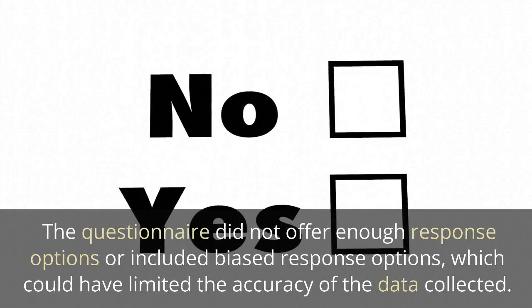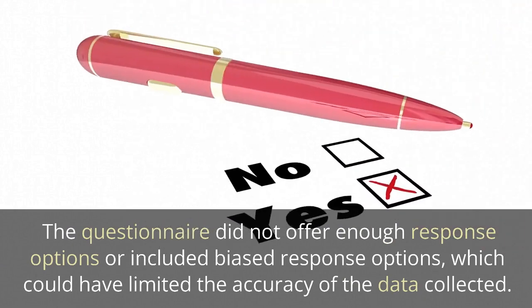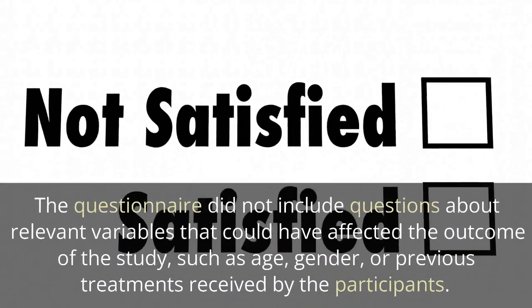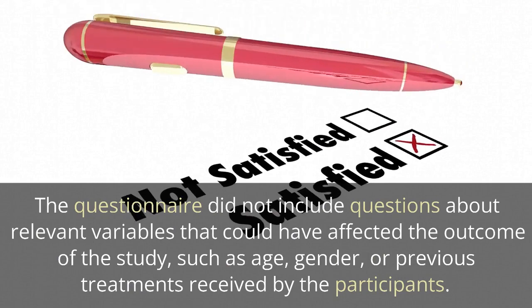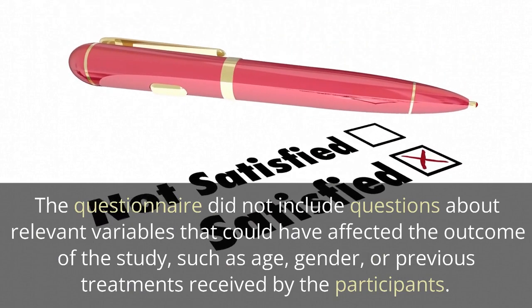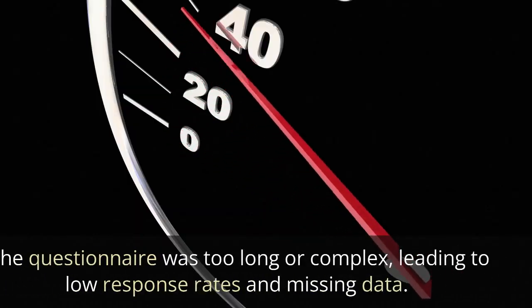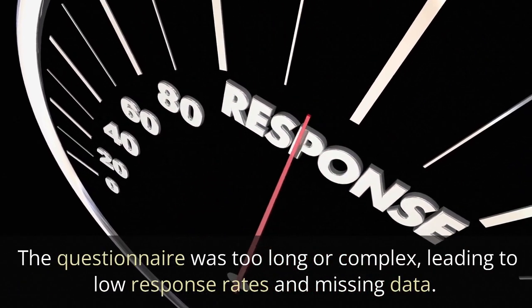The questionnaire did not offer enough response options or included biased response options, which could have limited the accuracy of the data collected. The questionnaire did not include questions about relevant variables that could have affected the outcome of the study, such as age, gender, or previous treatments received by the participants. The questionnaire was too long or complex, leading to low response rates and missing data.